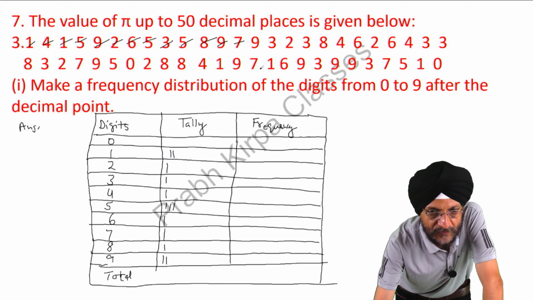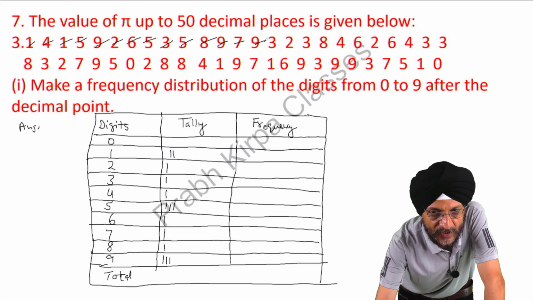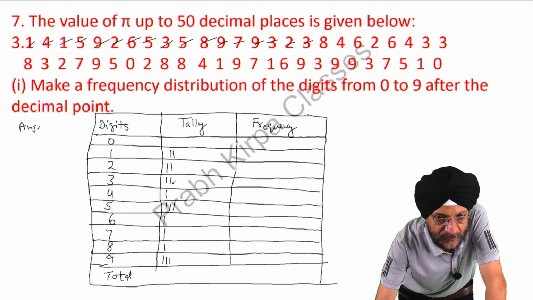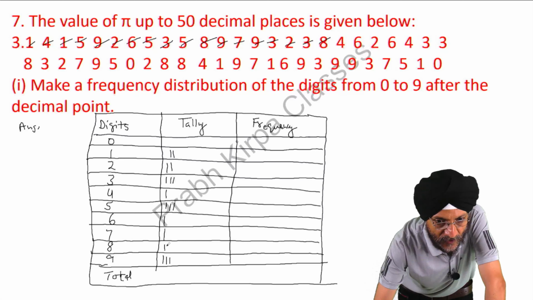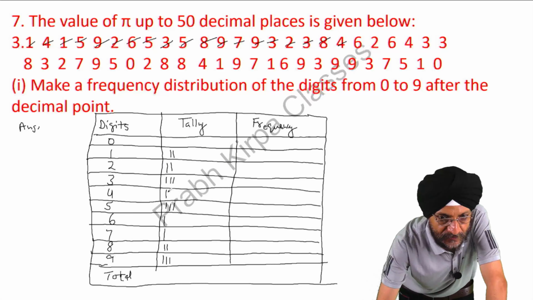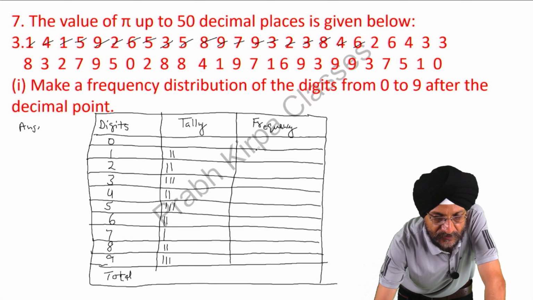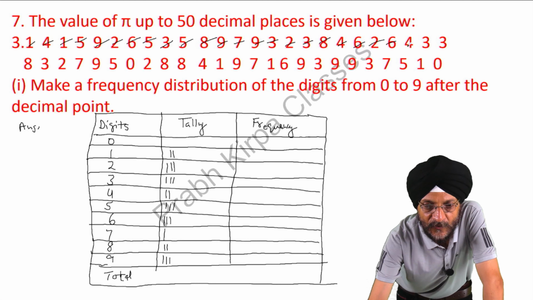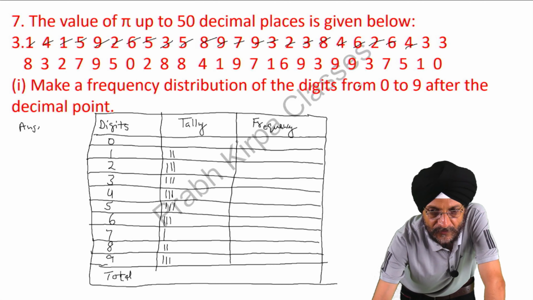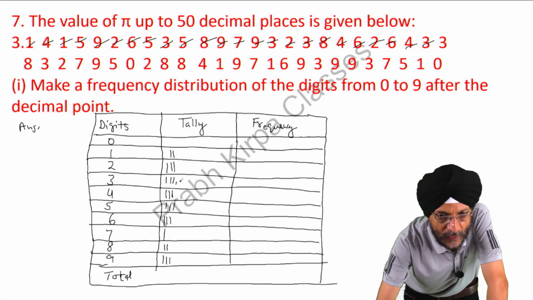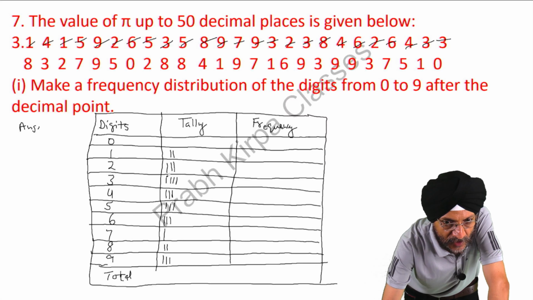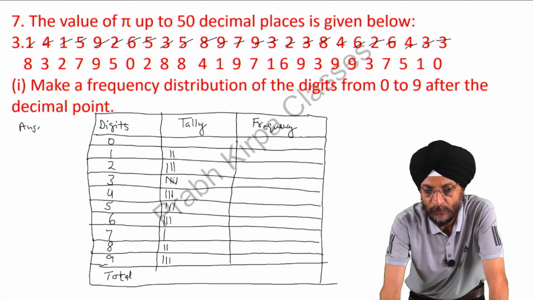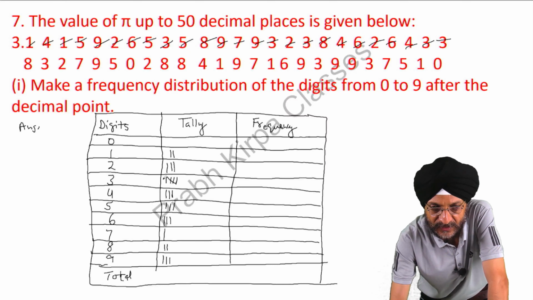7, 9, 3, 2, 3, 8, 4, 6, 2, 6, 4, 3, 3. When we are counting for the fifth time a particular digit, we will draw a line like this so that we may not have to count all the numbers again.